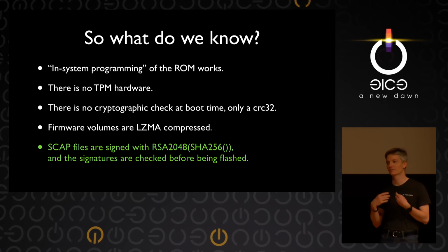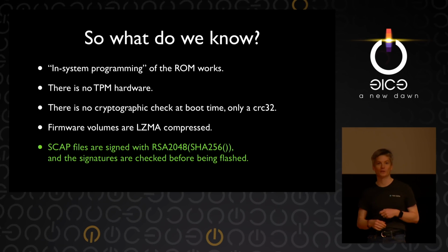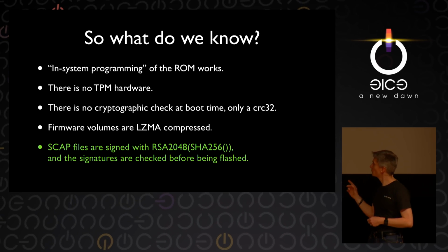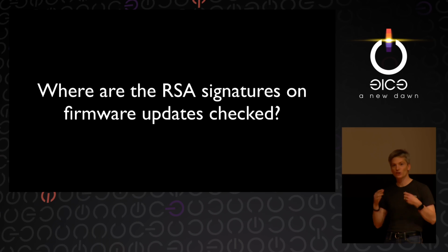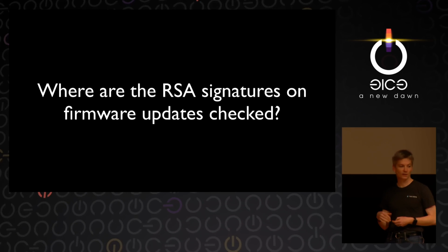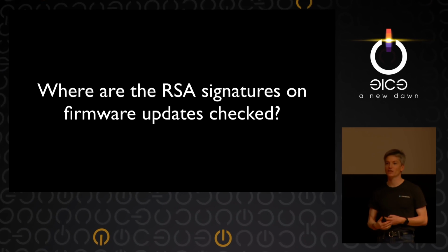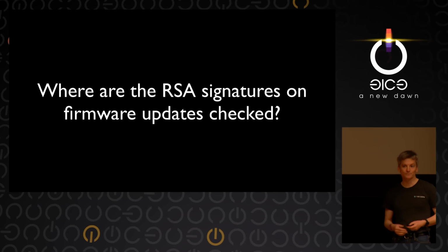You will have to do a full in-system programming reflash of the ROM to clear that. But where are those signatures being checked? We know it's somewhere in that update process, but it could be hardware again. The management engine or the SMC perhaps could be helping out, or it might just be software.